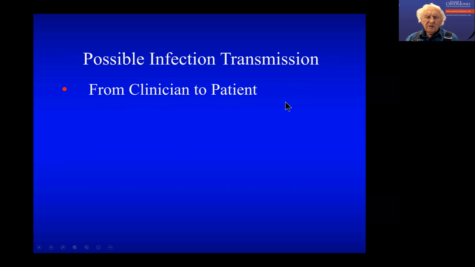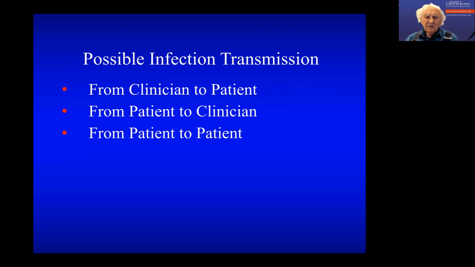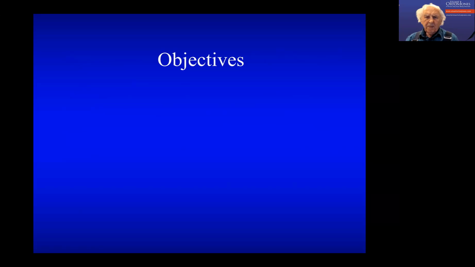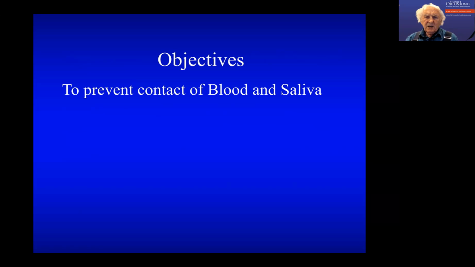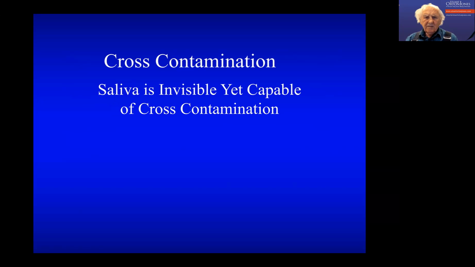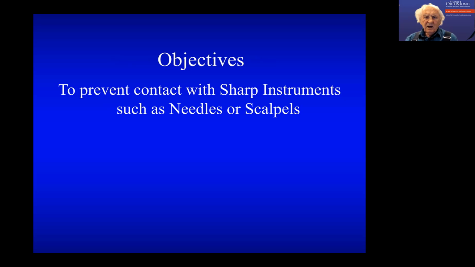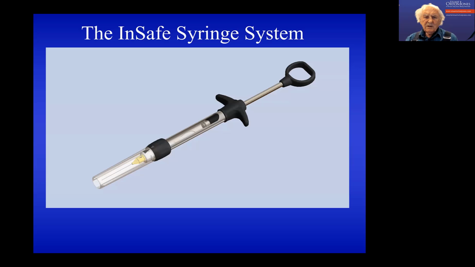Possible infection transmissions are from the clinician to the patient, from the patient to the clinician, and from one patient to another. The objective is to prevent contact of blood and saliva with skin abrasions and cuts. This is on ourselves, the clinicians and staff. Saliva is invisible yet capable of cross-infection contamination. We need to prevent damage from sharp instruments such as needles and scalpels.